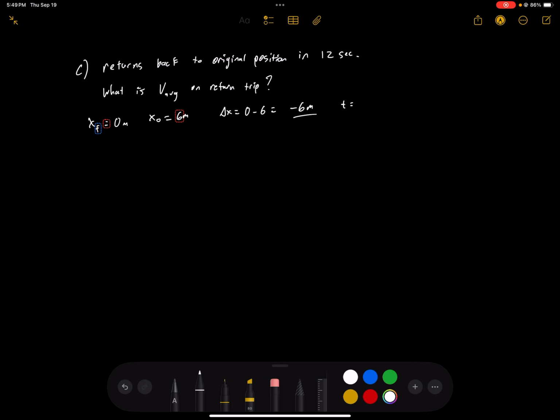All right, my time is 12 seconds. All right, so then we'll just do the math. V average, I have negative 6 meters, right? That's my displacement, and that happens over 12 seconds. So my average velocity is negative 0.5 meters per second.